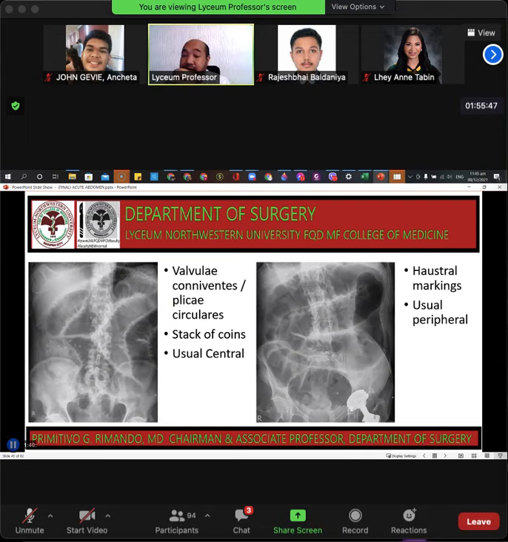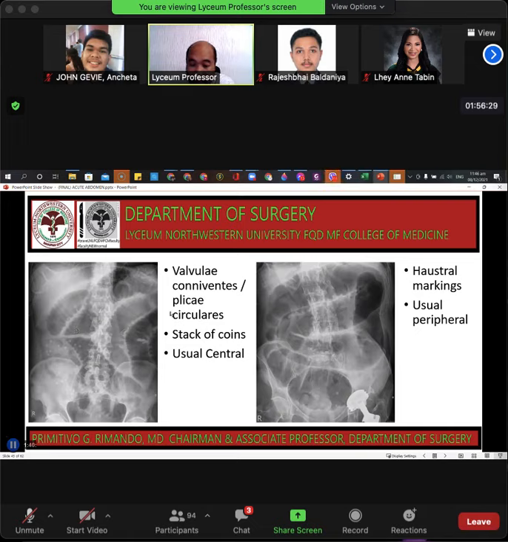By X-ray, these are X-rays of intestinal obstruction, and you can actually differentiate between a small bowel obstruction and a large bowel obstruction. For small bowel obstructions, you can see the valvulae conniventes or plicae circulares. You see that here, you see complete divisions. So this is the intestine, and you can see complete divisions. That is your plicae circulares.